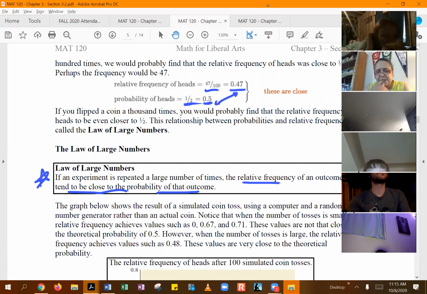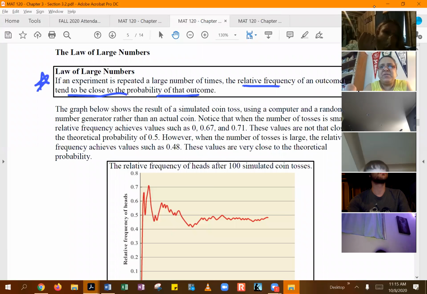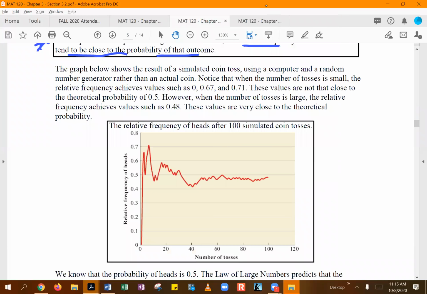And this is actually something you will see in your homework. They are going to talk to you about the law of large numbers. And then they're getting into a little bit of a simulation over here with the coin toss, and showing you how initially, when your number of tosses was really small, you can see how the relative frequency was changing.